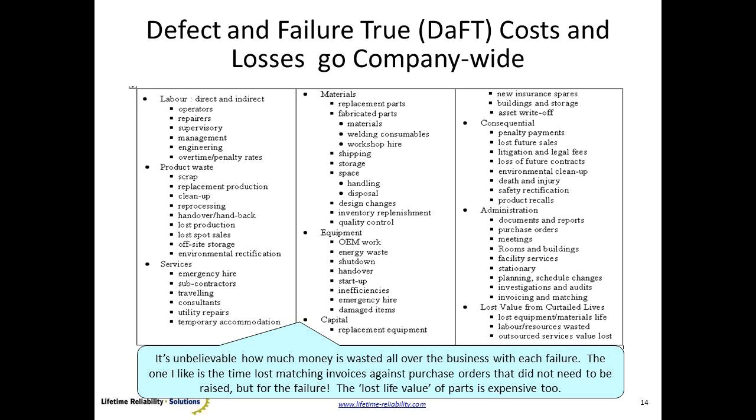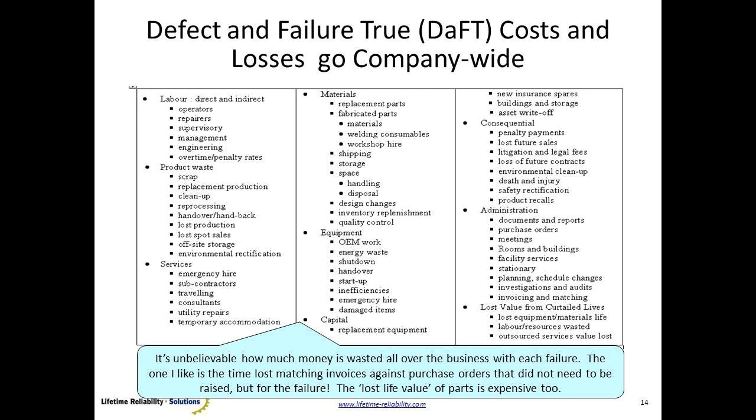I can repair a breakdown and have a maintenance cost for that repair, a direct maintenance cost: materials, labour, supervision. So I can cost that as a maintenance value quite easily. What I can't cost is everything else the company lost or paid for that there is no value to show. That's the value we have to use in our risk costing assessment. And I call that value the defect and failure true cost, or defect and failure total cost.